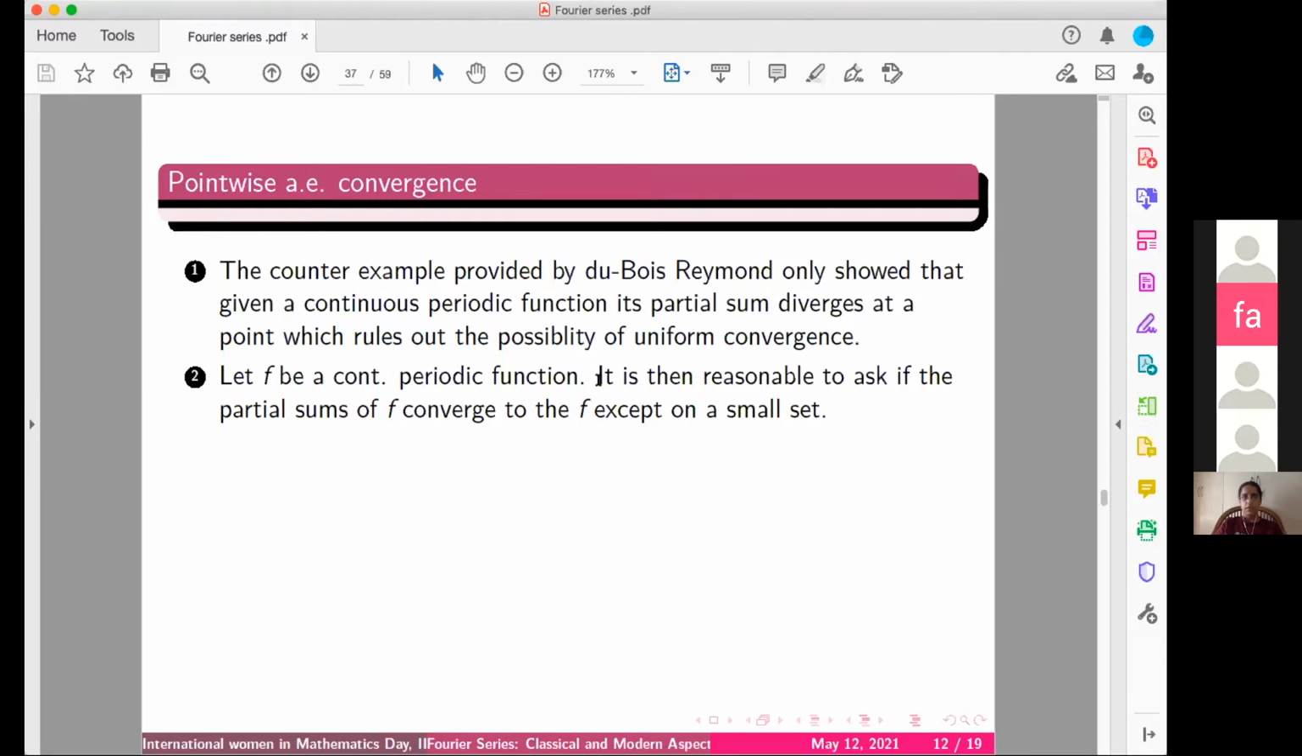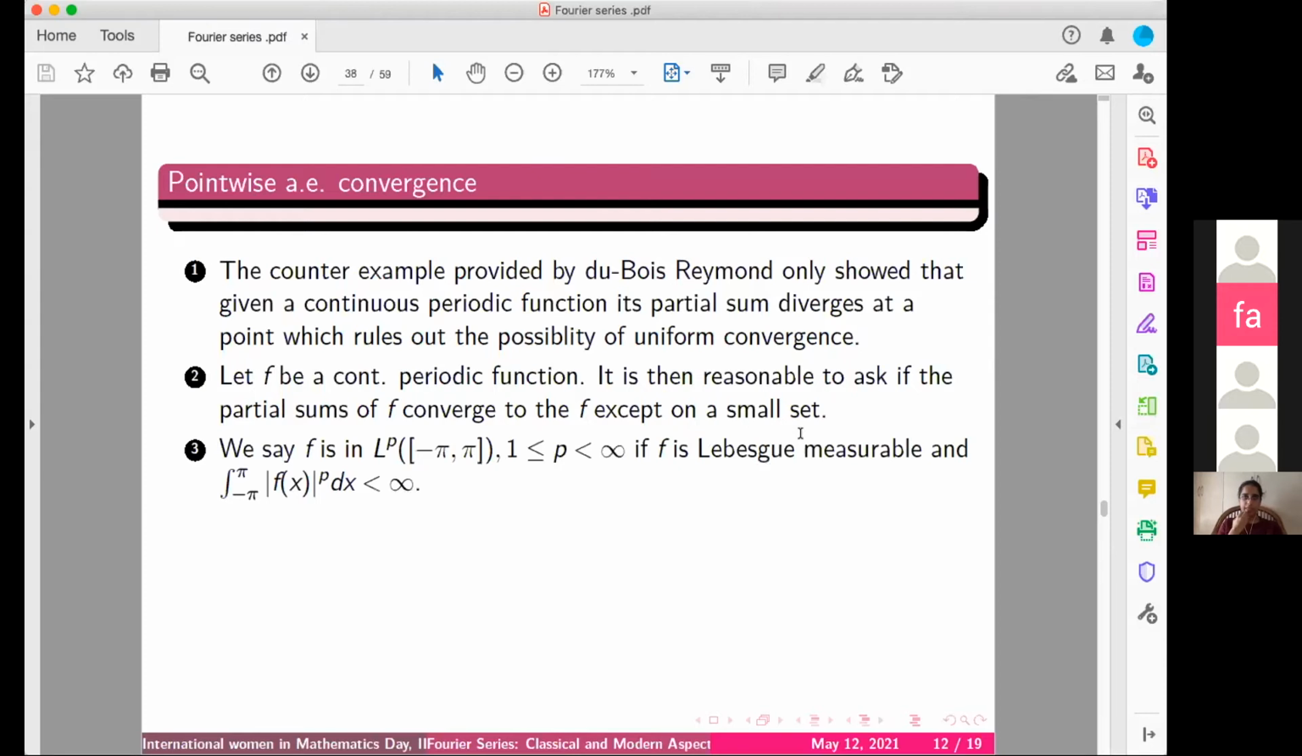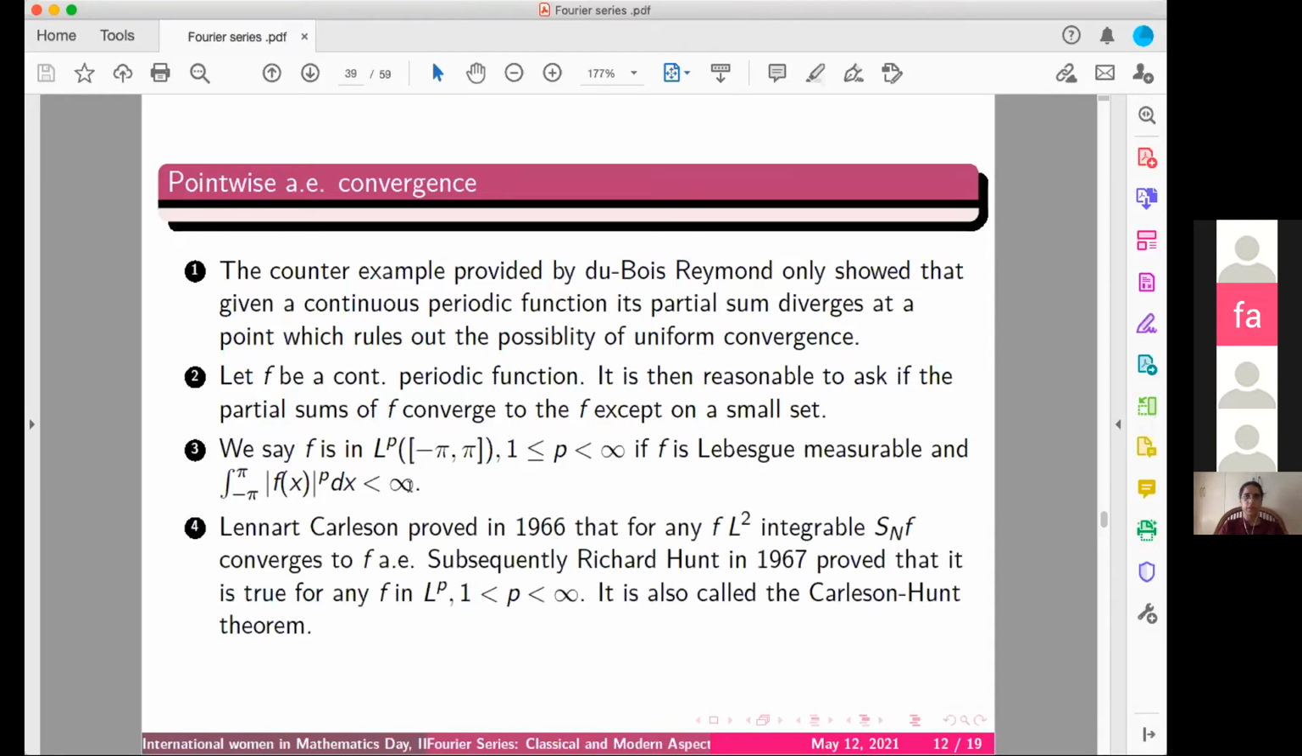Then, given a continuous periodic function, it is reasonable to ask, and this question was actually posed by Lusin, whether the partial sums of f converge to f except on a small set. Here again, small set means small in the sense of the length of that set. Okay. So before going to the result, we say that f is in Lp, p between 1 and infinity, if f is Lebesgue integrable and the integral of mod f to the power p over minus pi to pi is finite.